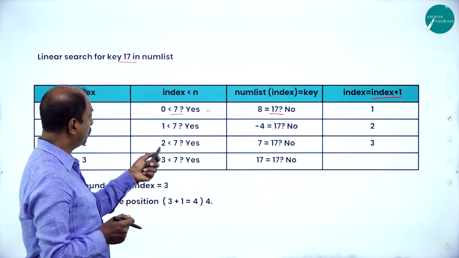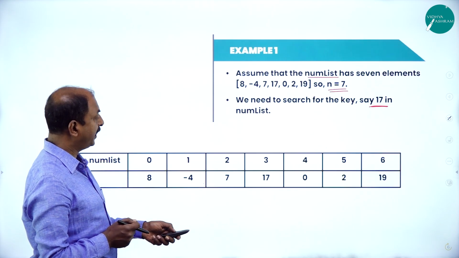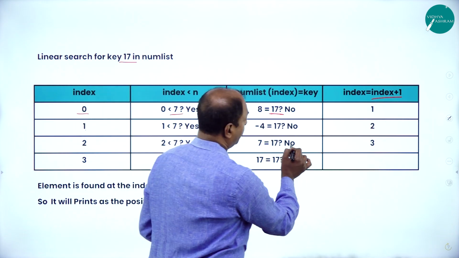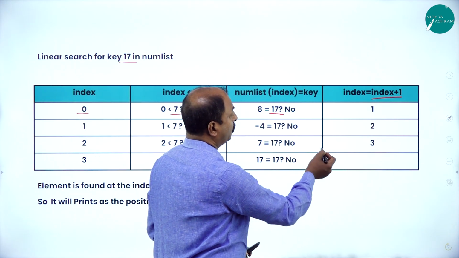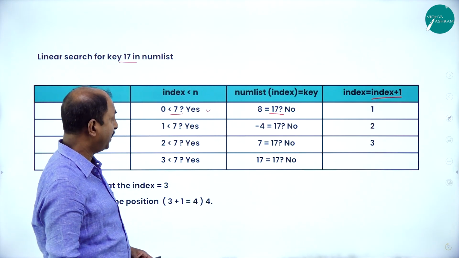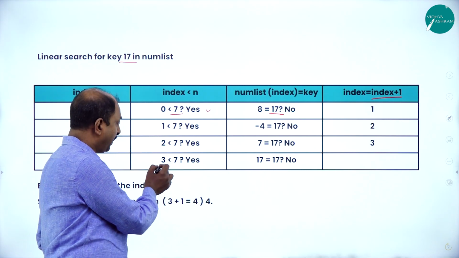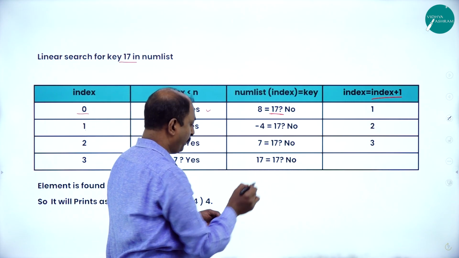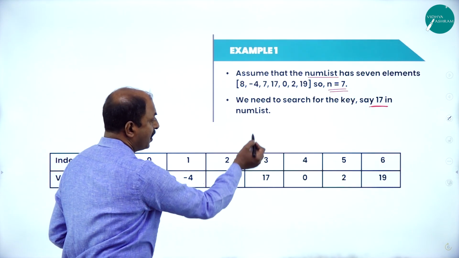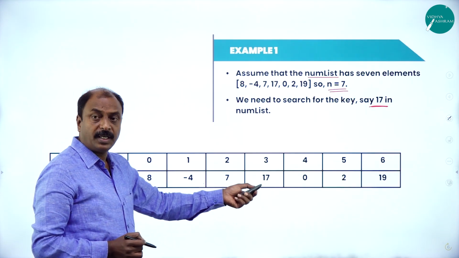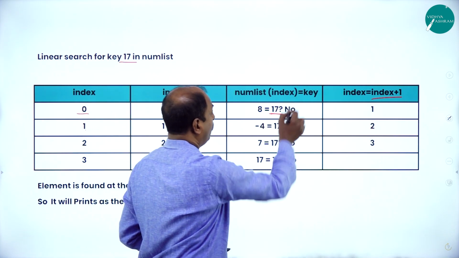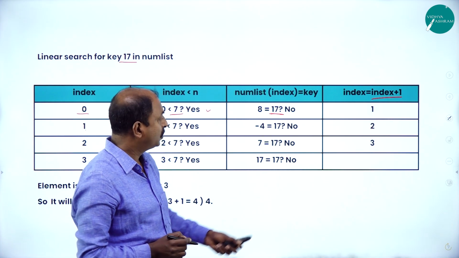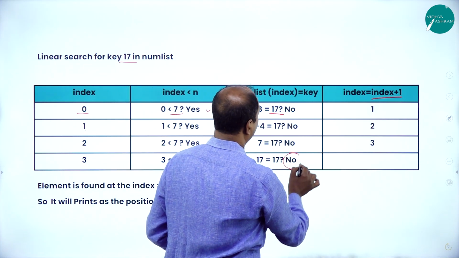The next index is 2, and at index 2 the element is 7. I compare it with 17. These two are not equal, so it goes to the next iteration. In the next iteration, the index is 3. 3 is less than 7, it is true. So we compare the element at index 3, which is 17, with the key value 17. At this iteration, these two are equal. 17 equals 17.